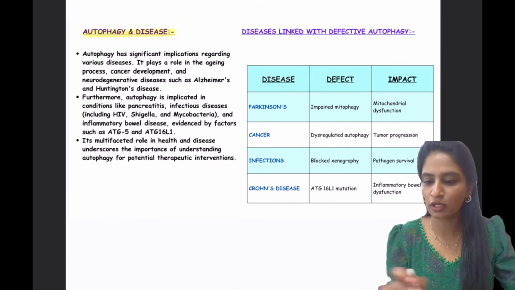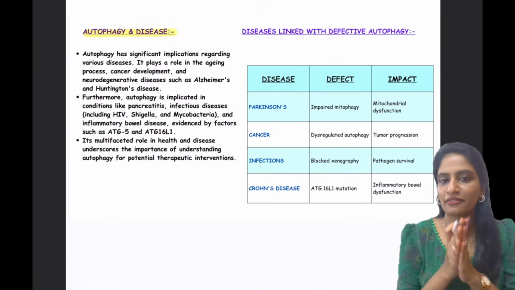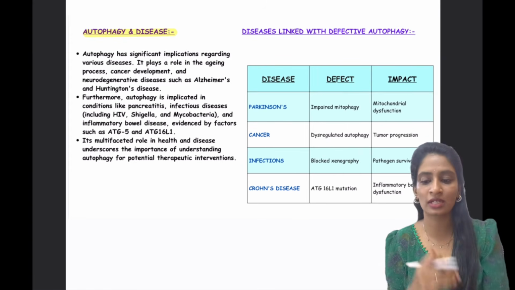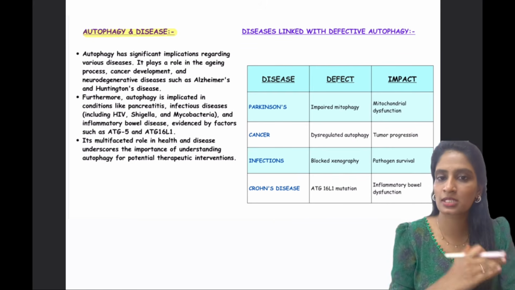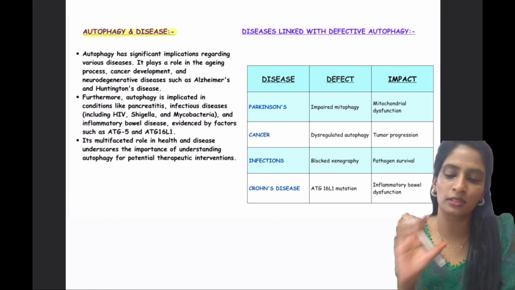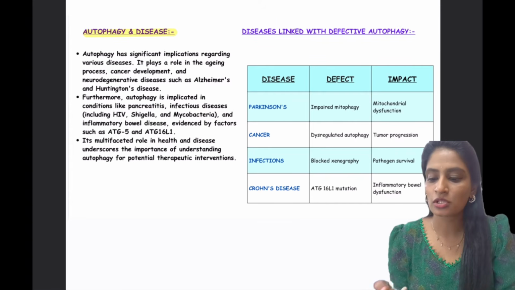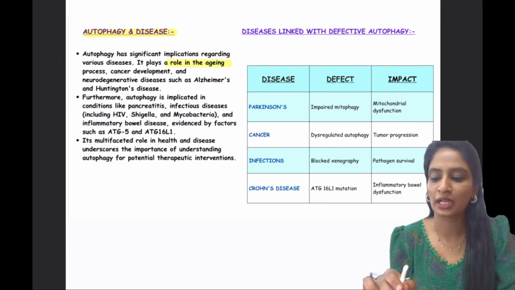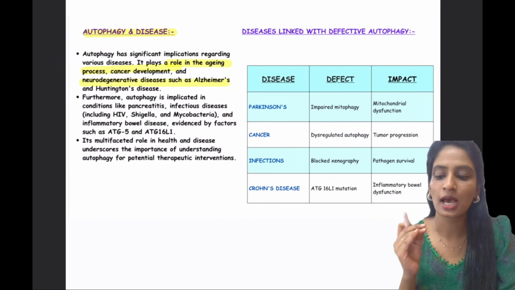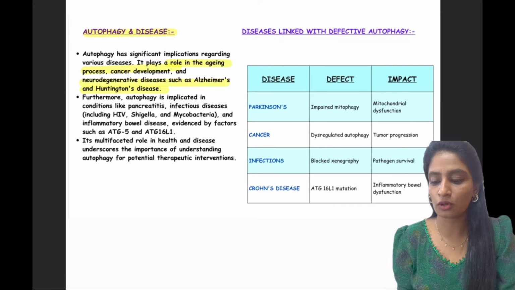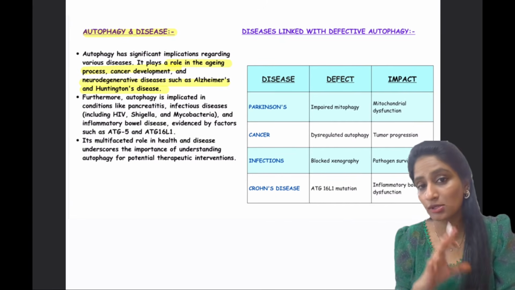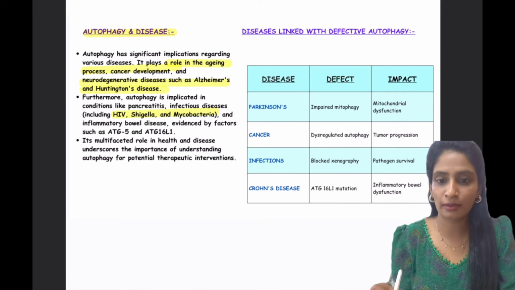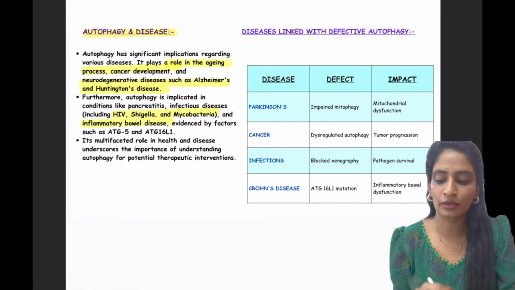Next, moving on to autophagy and disease, how it affects and forms disease. It has a very significant implication, from the development stage of the baby to death; everything has significance. It plays a main role in the aging process, cancer development and neurodegenerative diseases like Alzheimer's and Huntington disease. Furthermore, autophagy is also implicated in infectious conditions like HIV, Shigella, Mycobacteria and inflammatory bowel disease. We'll see about all of it later.